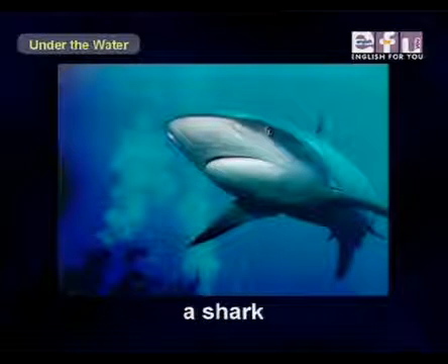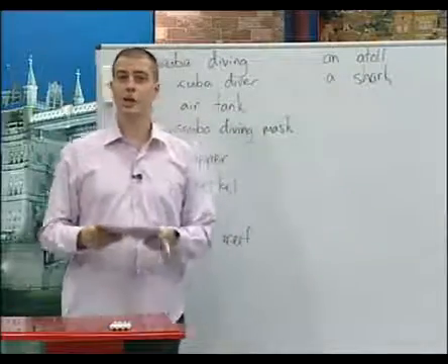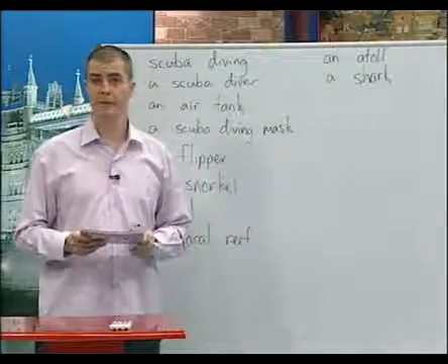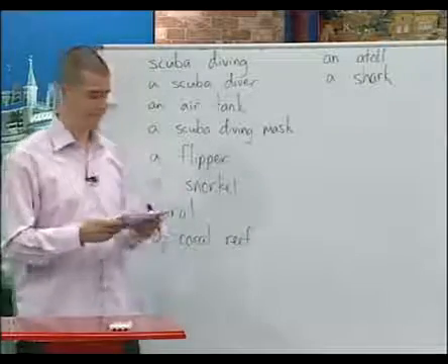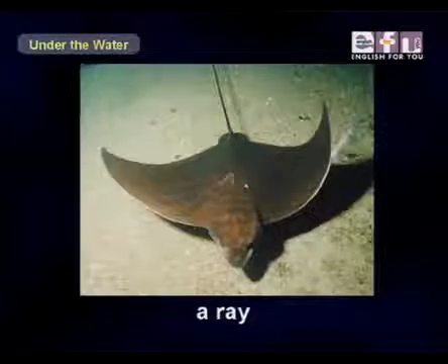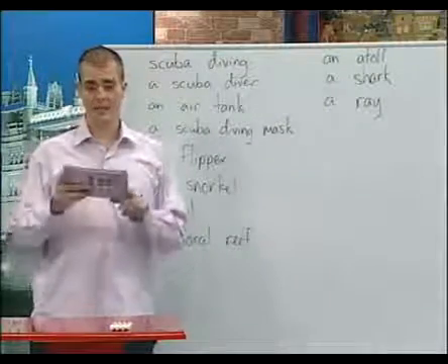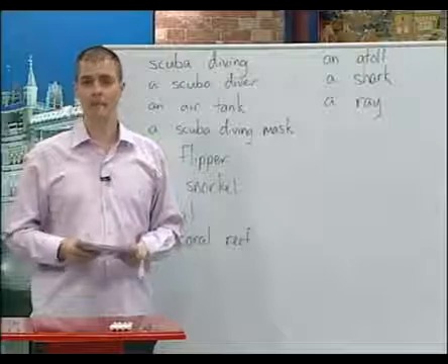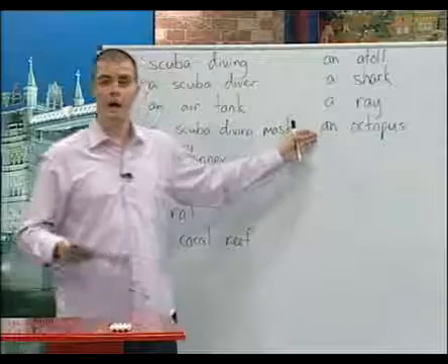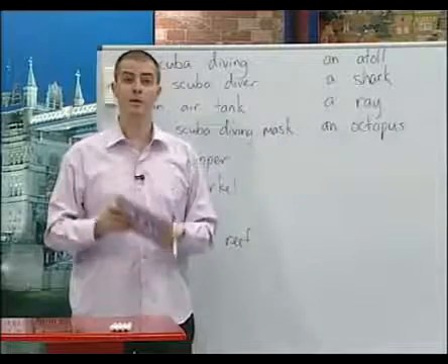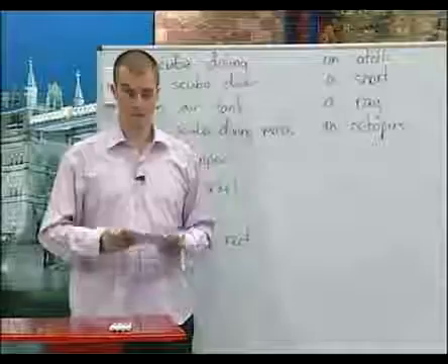A shark. A shark is a large carnivorous fish that has several rows of very sharp teeth. A ray. A ray is a large flat sea fish with a long pointed tail. An octopus. An octopus is a sea creature with 8 tentacles or arms.